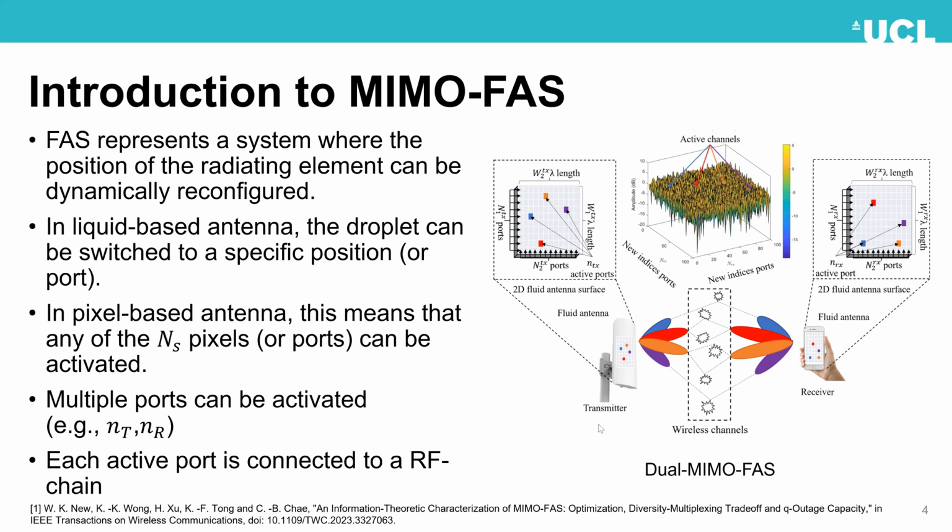Furthermore, it's worth mentioning that when both the transmitter and receiver are equipped with fluid antenna, we refer to such a system as the dual MIMO-FAS. Now, when the transmitter is equipped with fluid antennas and the receiver is equipped with traditional antenna, we will refer to such a system as TX MIMO-FAS or transmit MIMO-FAS. And conversely, when the receiver is equipped with fluid antenna and the transmitter has traditional antennas, we refer to such a system as the receive MIMO-FAS or RX MIMO-FAS.